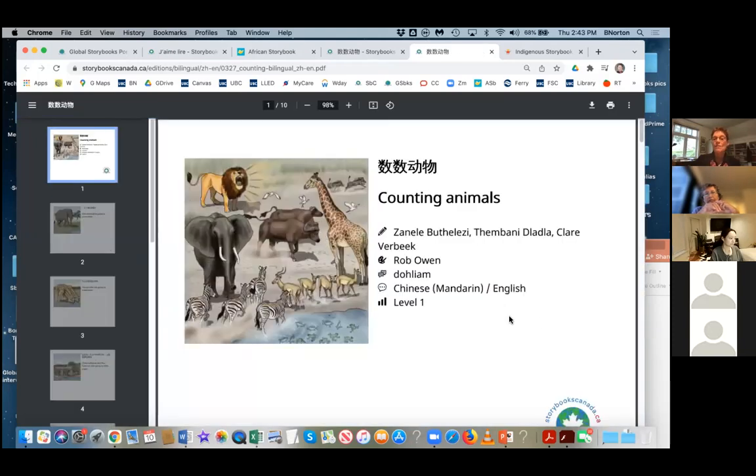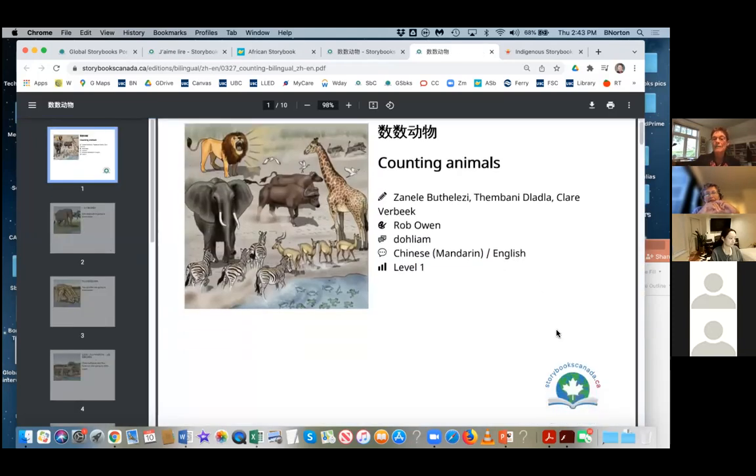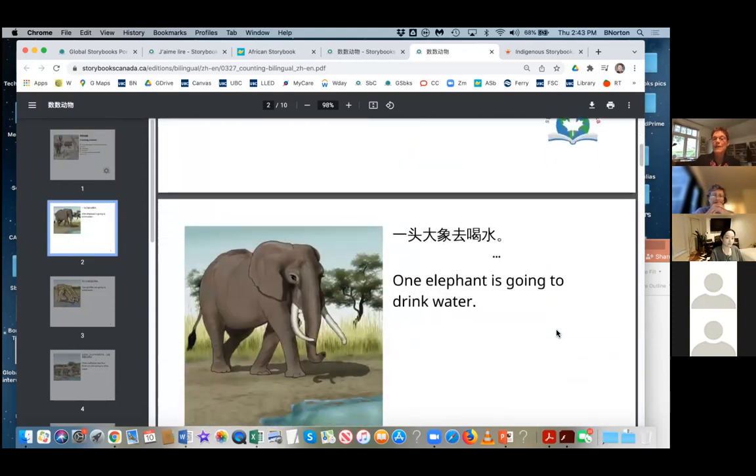So here, for example, you'll see the story, Counting Animals, and you'll see that it's available, in this case, in both Mandarin and English. So that download feature is a very powerful feature that can be used in both the home context as well as in the school context.